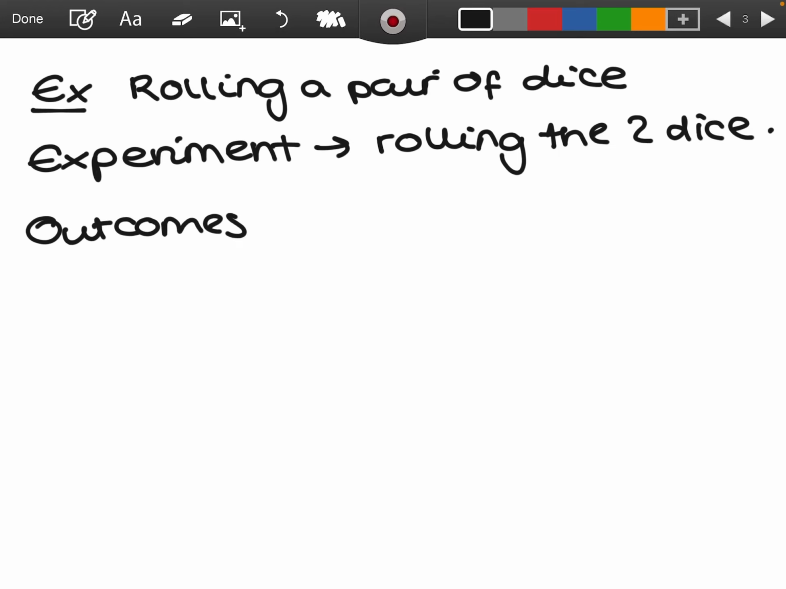Okay. The outcomes. Each outcome now is going to be a pair of numbers, because you're going to get the number from the first die and then the number from the second. Okay. So each of your outcomes is now going to look like a pair of numbers like this. We'll call them A, B, where A will be the number that you get from the first die, B will be the number that you got from the second die. Okay, and each of A and B are between 1 and 6.